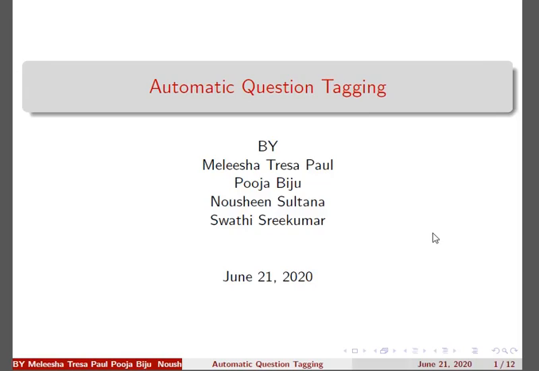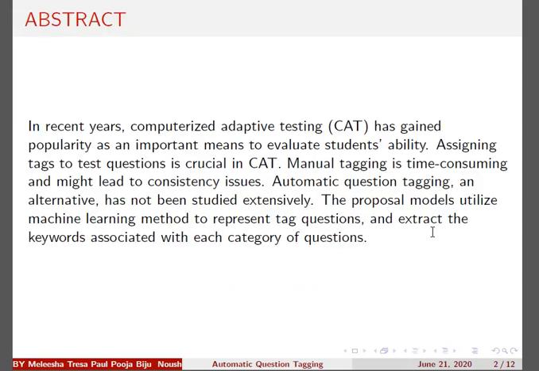The project is automatic question tagging. This project is simply assigning questions with appropriate tags. What is said in the abstract is that CAT, or computerized adaptive testing, is a popular means of exam platform that is designed for students in order to measure their ability in various fields of studies.